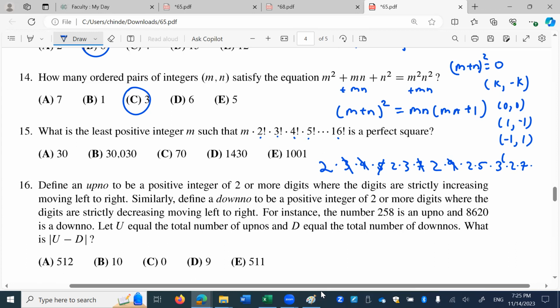So this is my list of numbers, and now anytime I have the same number twice, that's another perfect square. So 2 times 2, get rid of those. 2 times 2, get rid of those again. 3 times 3, get rid of those again. And my only lonely remainders are a 2, a 5, and a 7. So I can multiply by 2 times 5 times 7 to make a perfect square. 2 times 5 times 7.